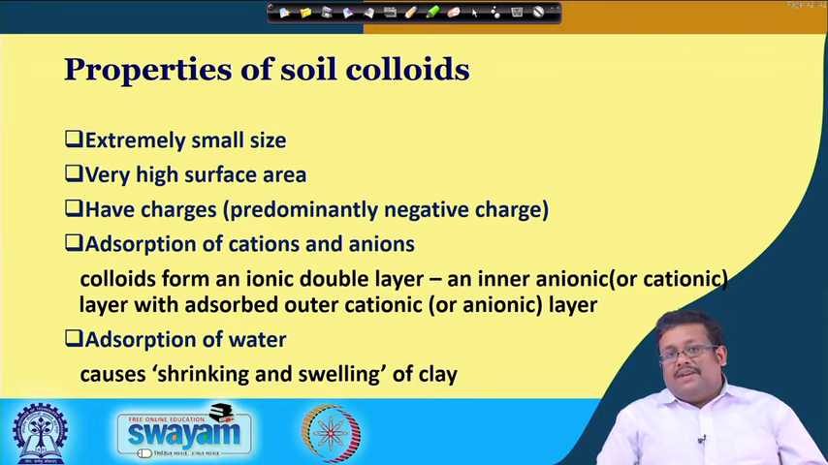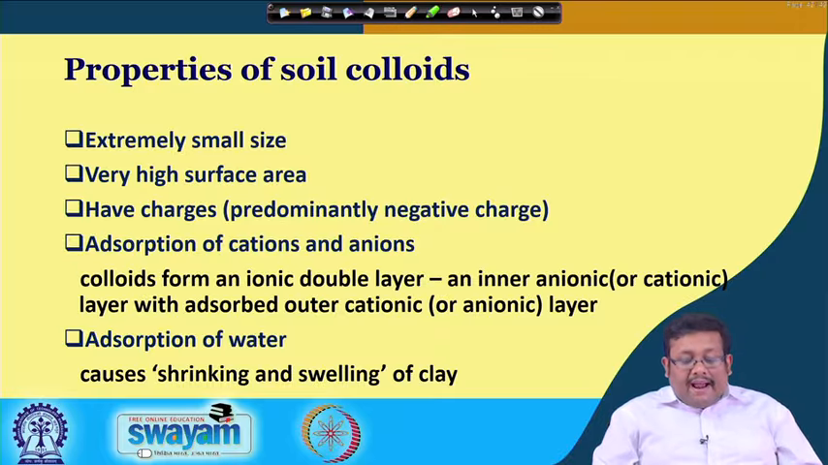Adsorption is a surface phenomenon, as compared to absorption. Adsorption is a surface phenomenon where cations and anions are attached to the surface of these colloids. So colloids form an ionic double layer. We'll learn what the ionic double layer is. Basically, the ionic double layer consists of an inner anionic or cationic layer with an adsorbed outer cationic or anionic layer. We'll discuss that later on.